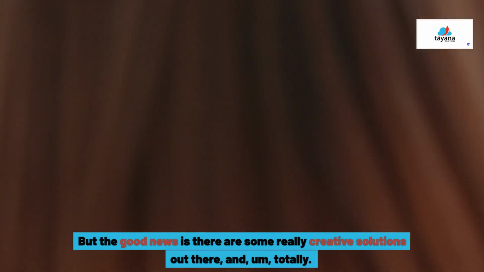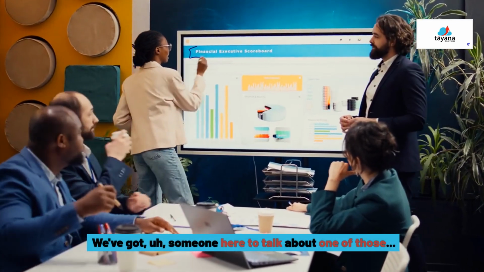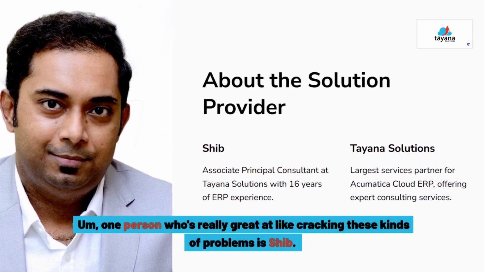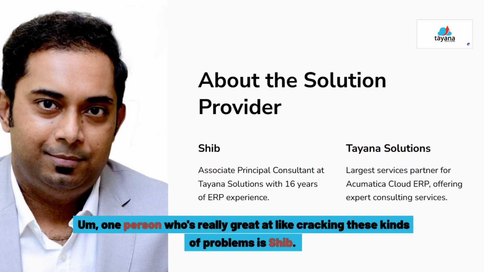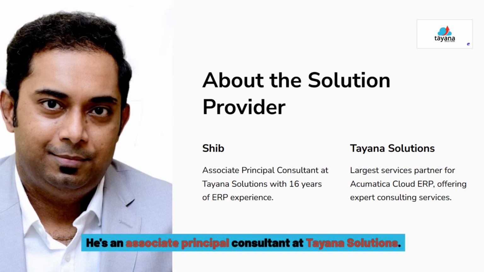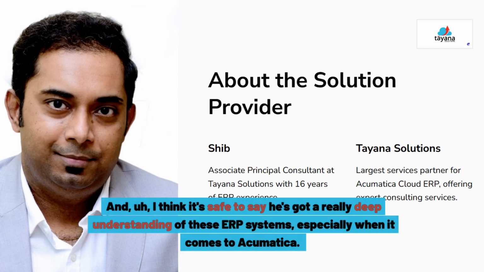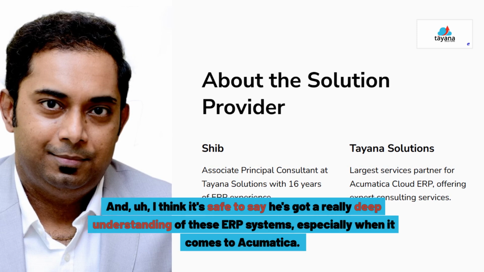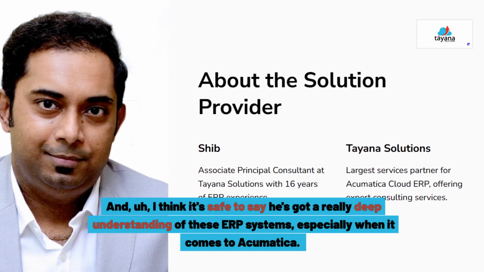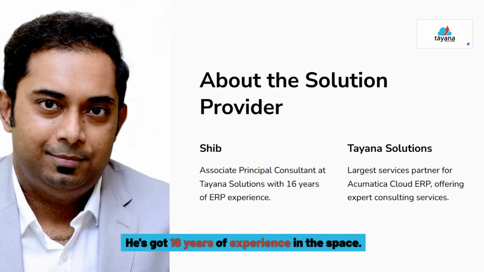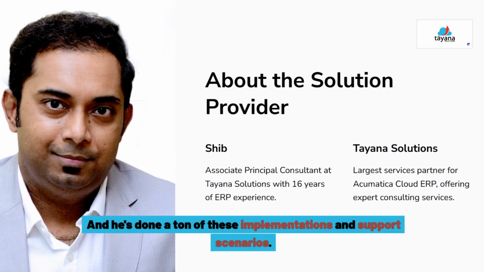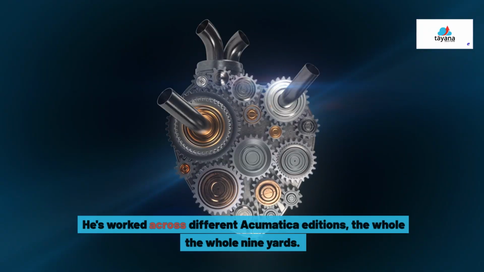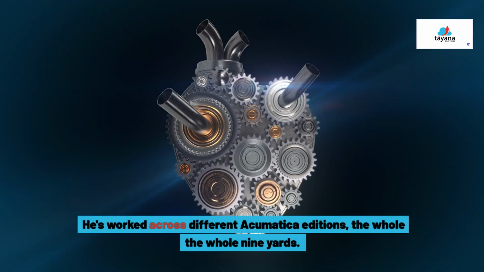Totally, and we've got someone here to talk about one of those. This is a good one. One person who's really great at cracking these kinds of problems is Shib. He's an associate principal consultant at Tiana Solutions. And I think it's safe to say he's got a really deep understanding of these ERP systems, especially when it comes to Acumatica. He's got 16 years of experience in the space. He's done a ton of these implementations and support scenarios, so he's seen it all. Pretty much, yeah. He's worked across different Acumatica editions, the whole nine yards.